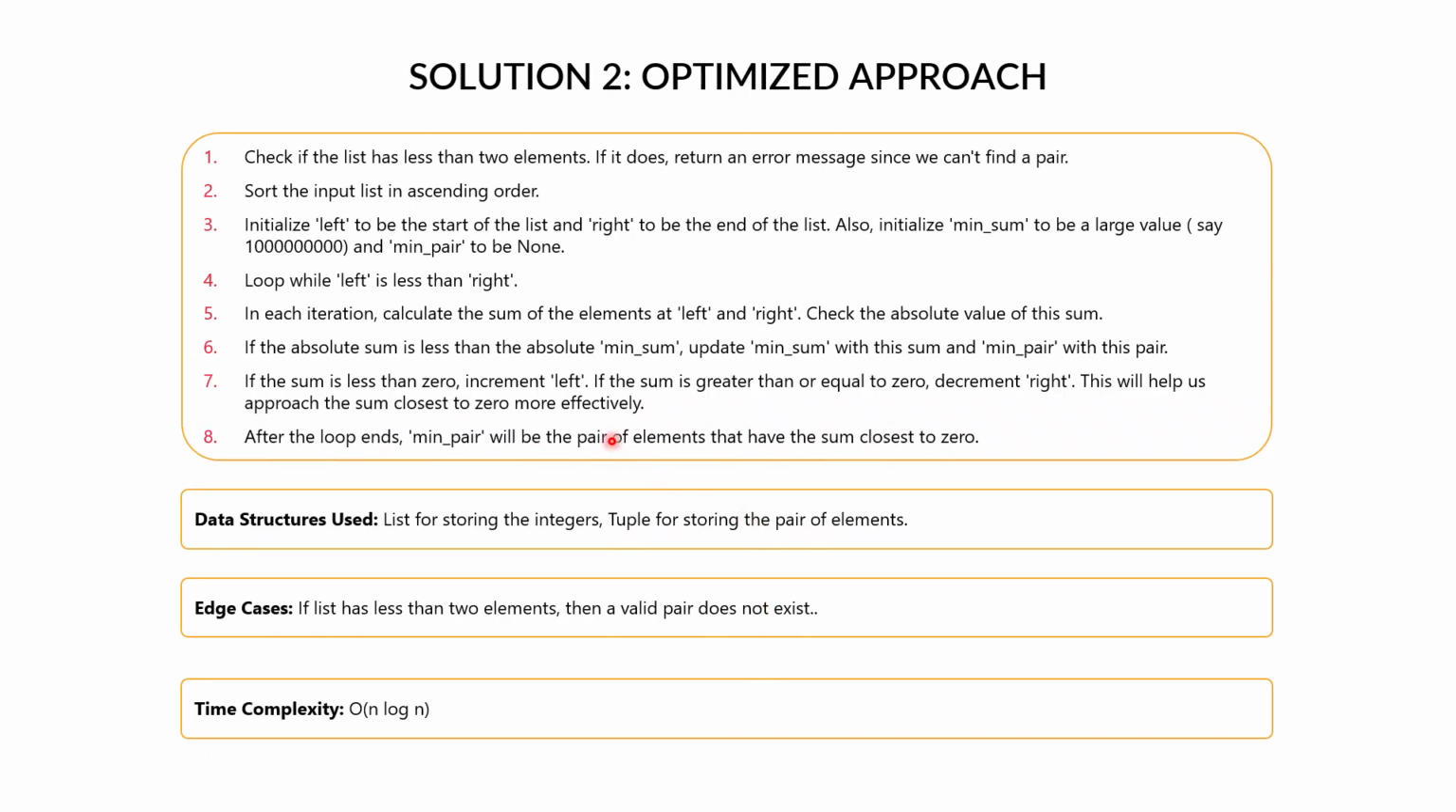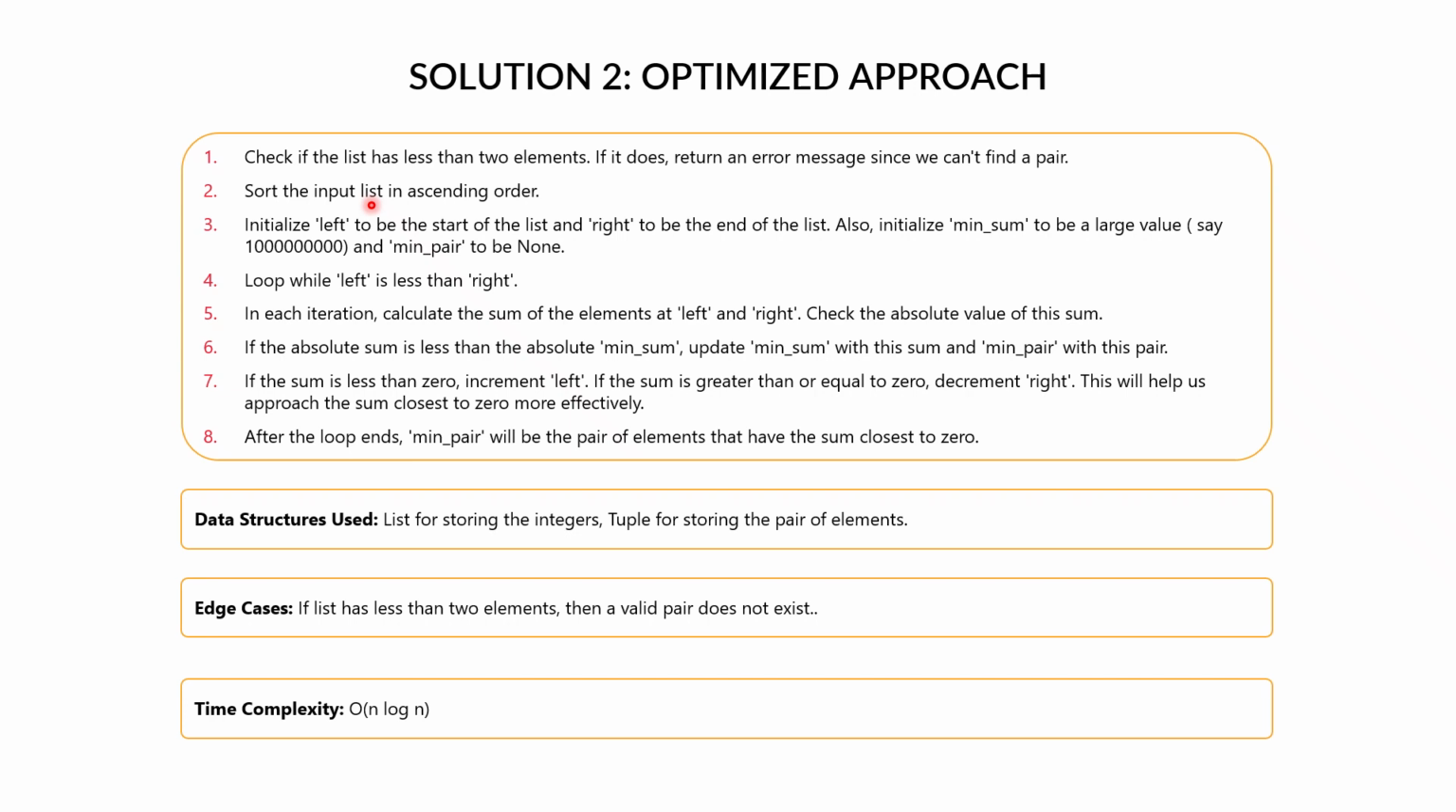Now let's look at the optimized approach. We begin with the same check for the list size, and if the list has fewer than 2 elements, we return an error message. We then sort the input list in ascending order and initialize our pointers left and right to the start and the end of the list respectively.